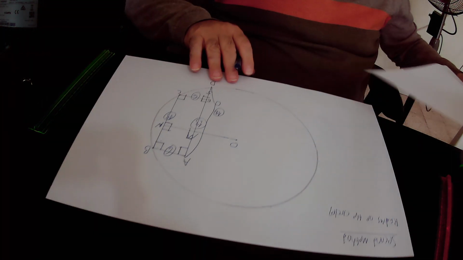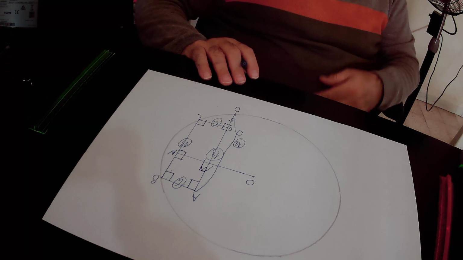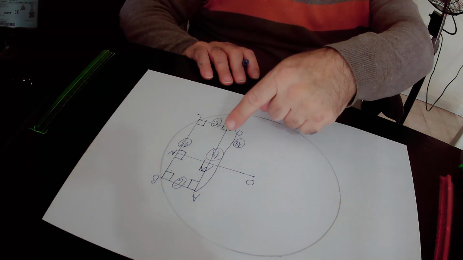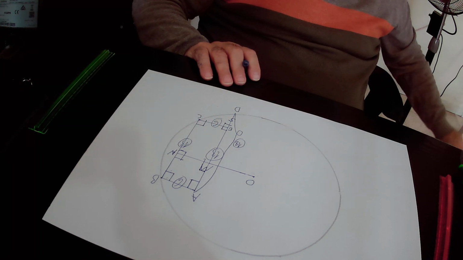But we also know that the opposite sides of a rectangle are equal to each other. That is to say, side AM equals BN.